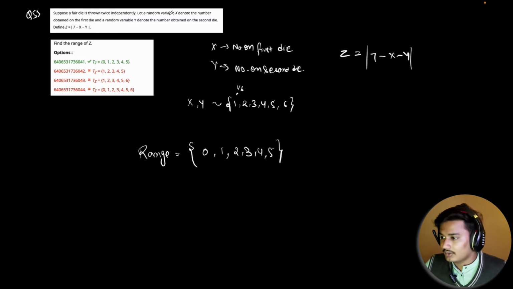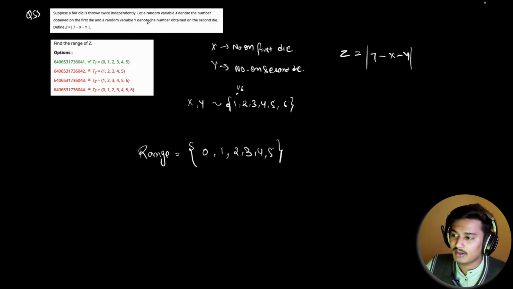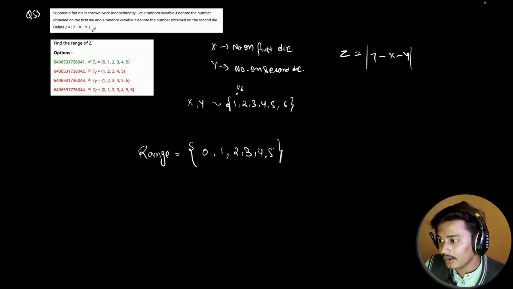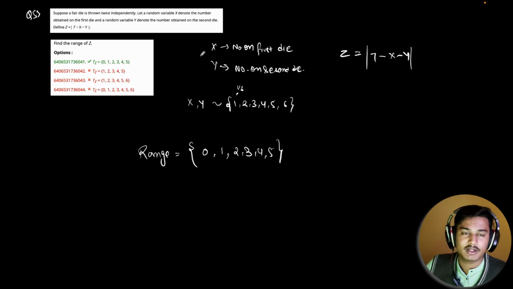Now next, fifth question. Suppose a fair die is thrown twice independently. Let a random variable X denote the number obtained on the first die, and random variable Y denote the number obtained on the second die. Define Z equals |7 minus XY|. It is asking about what is the range of Z.